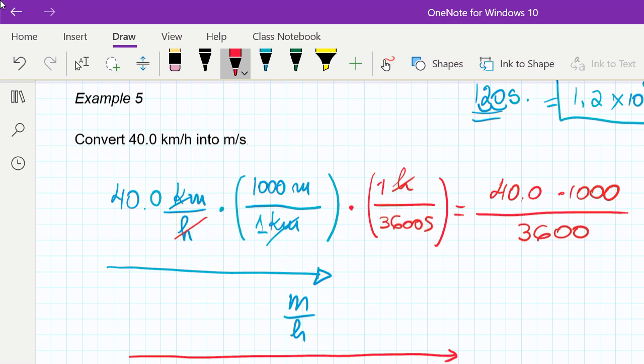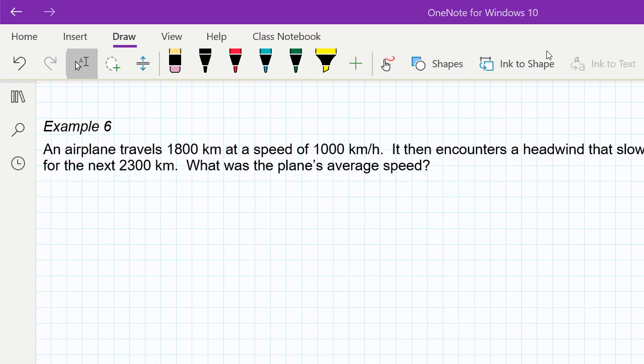So now in your calculator, please tell me what is the answer. Good. So it is 11.1 meters per second. And this is at the correct significant digits that we started with. 40.0 has 3 significant digits, and 11.1 has 3 significant digits. Questions? And let's discuss this next question together.